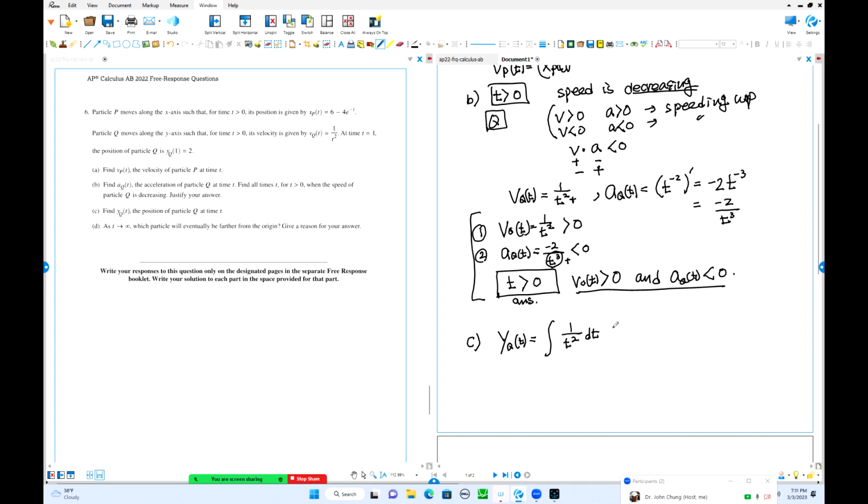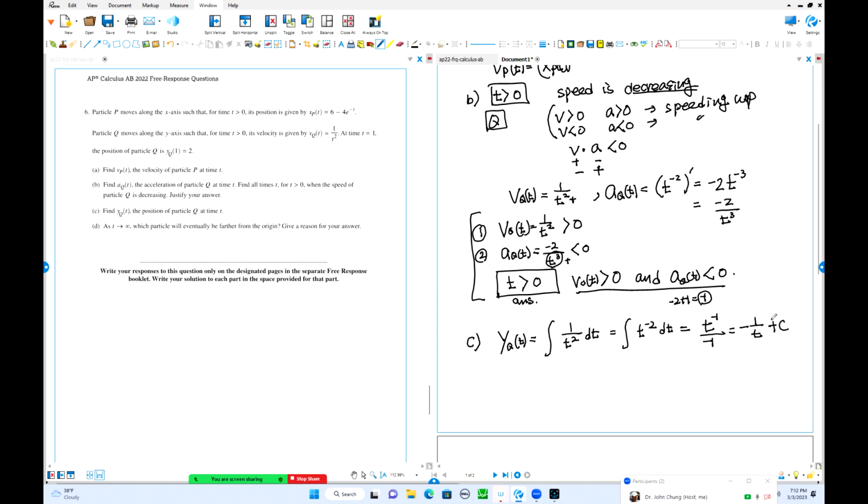So what is the antiderivative of this one? We can write the integral of t to the negative 2 dt. By the formula, you add 1 to the exponent: negative 2 plus 1 equals negative 1. So it's going to be t to the negative 1, but we need to divide by the same number, negative 1 again. That's right. So this one equals negative 1 over t. Are you okay with this? But we need a constant c, right? So the position of particle Q is negative 1 over t plus c.